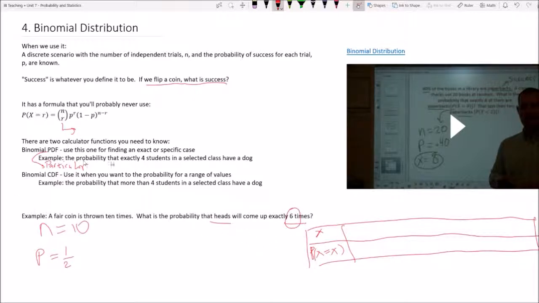So here's the example: the probability that exactly 4 students in a selected class have a dog, versus CDF, when we want to test a range of values. So the example, the probability that more than 4 students have a dog. That would be really tricky to do by hand because that leaves open the possibilities that 5 students have a dog, or 6, or 7, or 8, or 9, all the way up. That's a lot of different calculations. The way I remember this one is I think of the C as standing for cumulative.